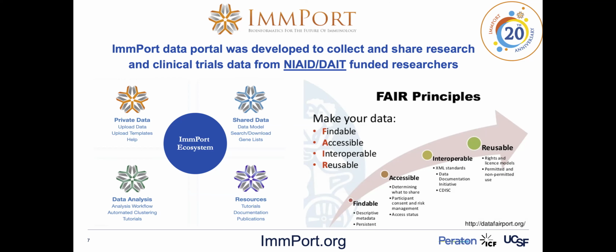Within the ImmPort 6 ecosystem, we have a private data space. So the investigators can store their data before it's been published, and then also share the data through the publication. But before that, the data can be stored in the private data space. And once the researcher is ready to publish, we move it to the shared data space within ImmPort.